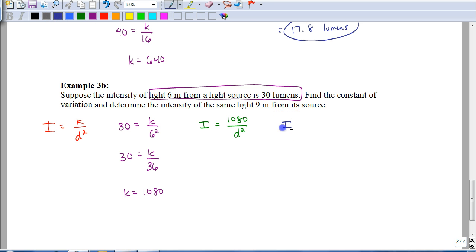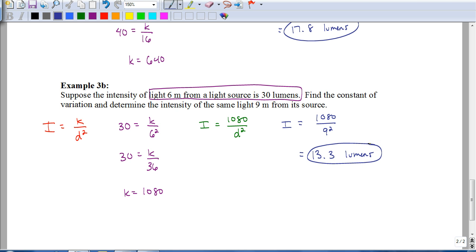So now to find our answer, we use the same light, 9 meters from its source this time, so it's going to be I equals 1080 divided by 9 squared, or divided by 81. And when you do that, you get 13.3 lumens.